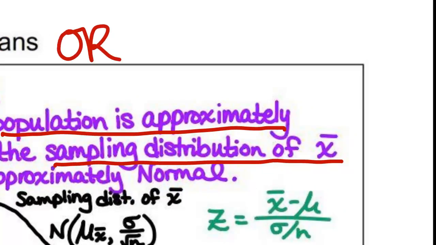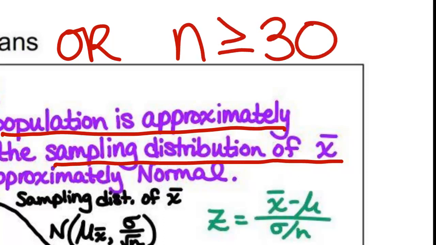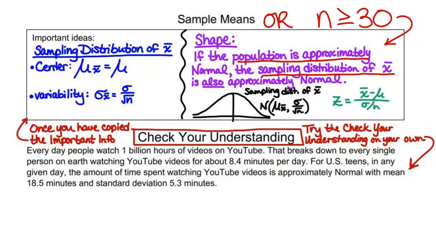Or if n is greater than or equal to 30, then my sampling distribution will also be approximately normal. We call this the central limit theorem. Sampling distribution of X bar, the mean of X bar is going to be the same as the mean of the population. For our variability, sigma of X bar is going to be the standard deviation of my population divided by the square root of n, however big n is.